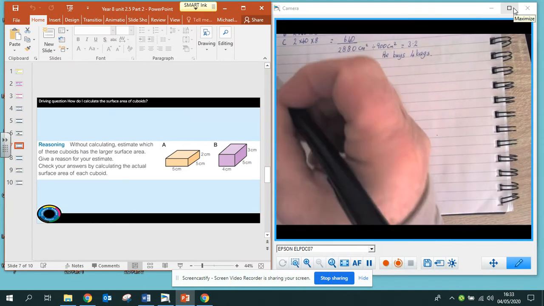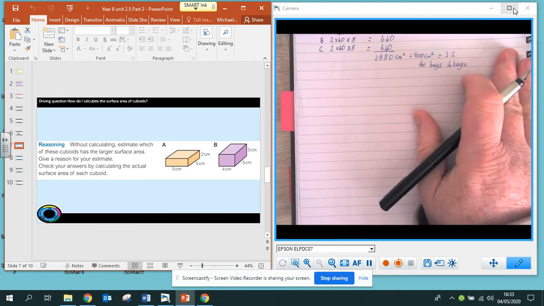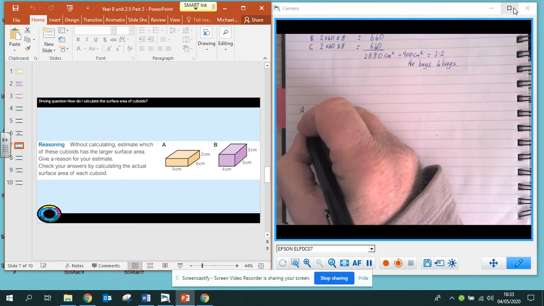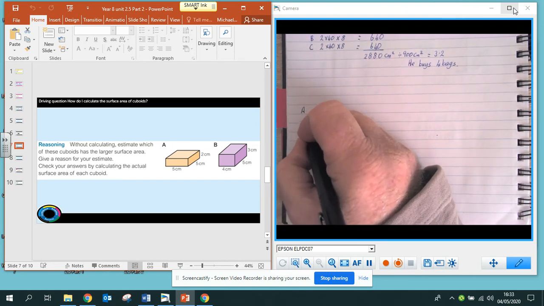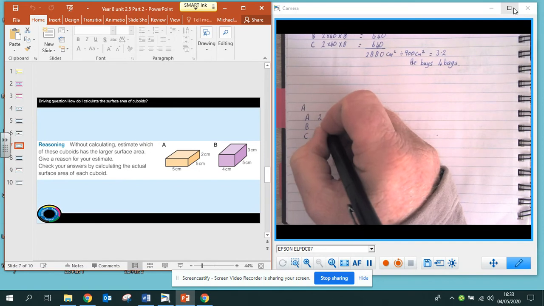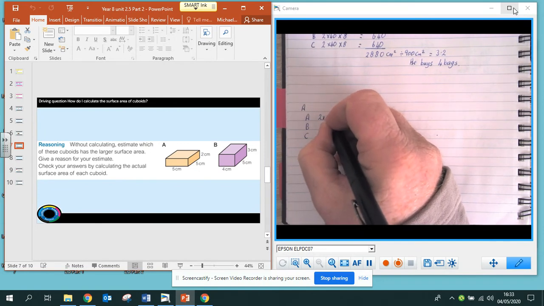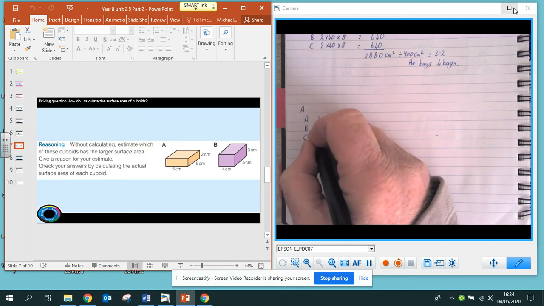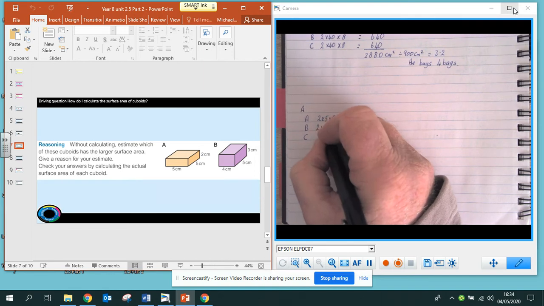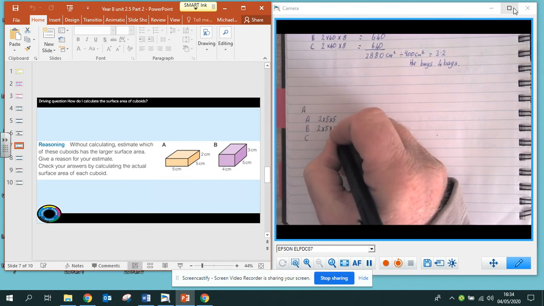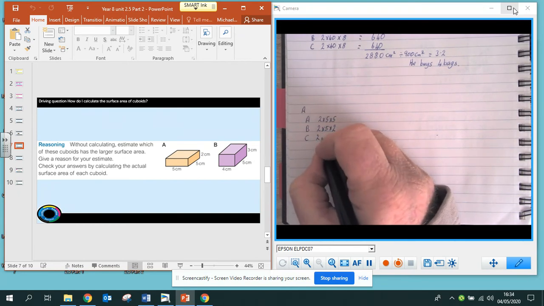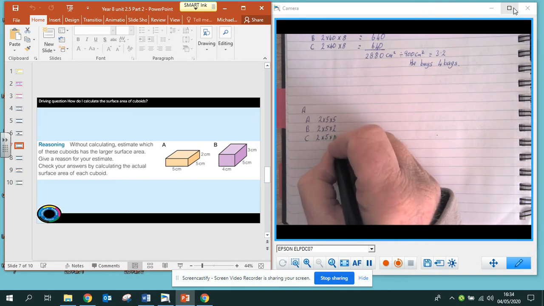So, cuboid A has three different pairs of sides, A, B, C. The plan on A is going to be 2 lots of 5 centimeters times 5 centimeters. The front elevation is going to be two lots, front and back, of 5 centimeters by 2 centimeters high, and the side elevation is going to be two sides of 5 centimeters by 2 centimeters.